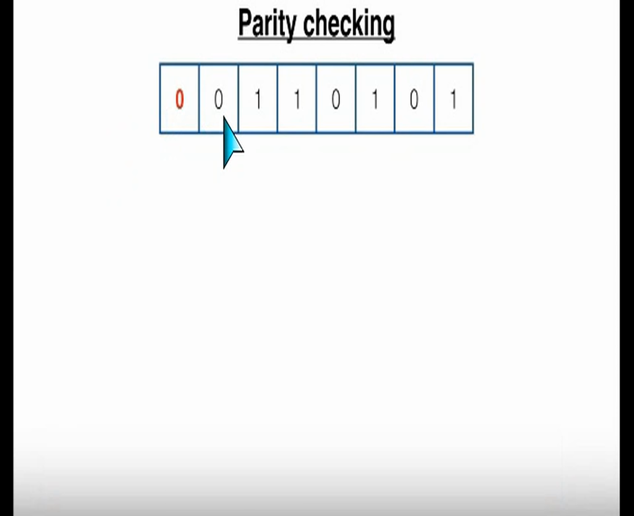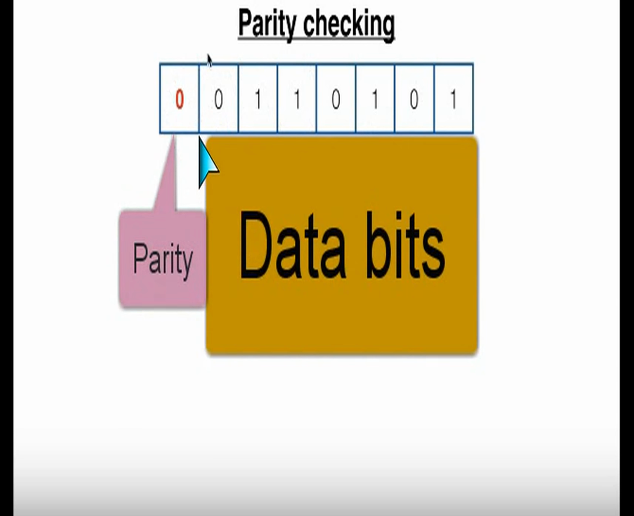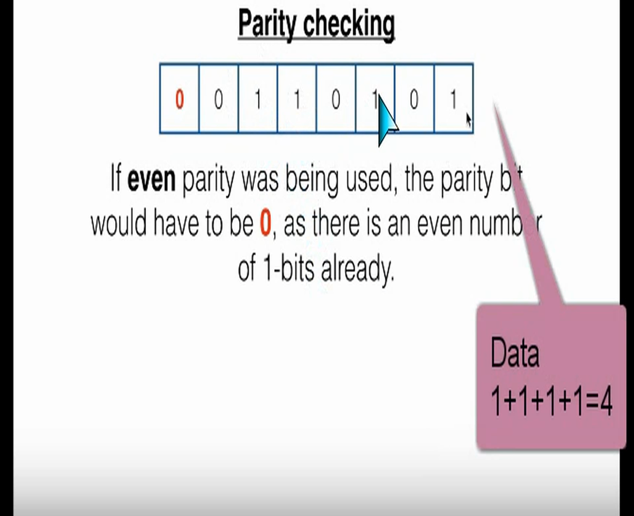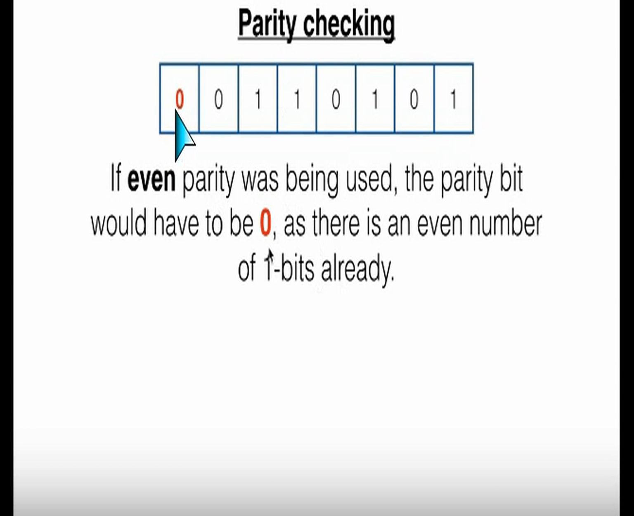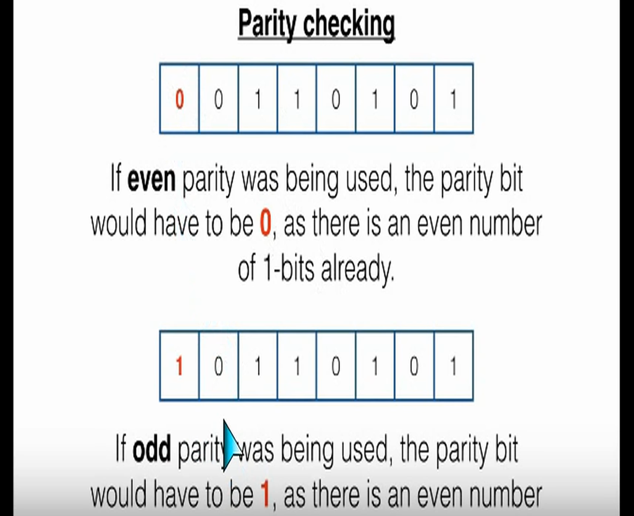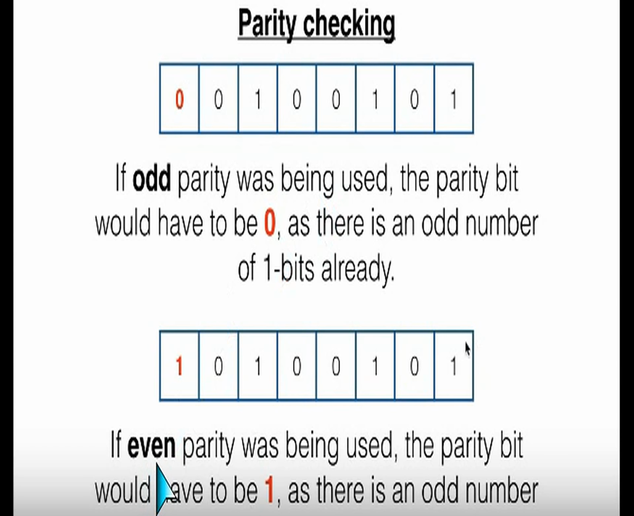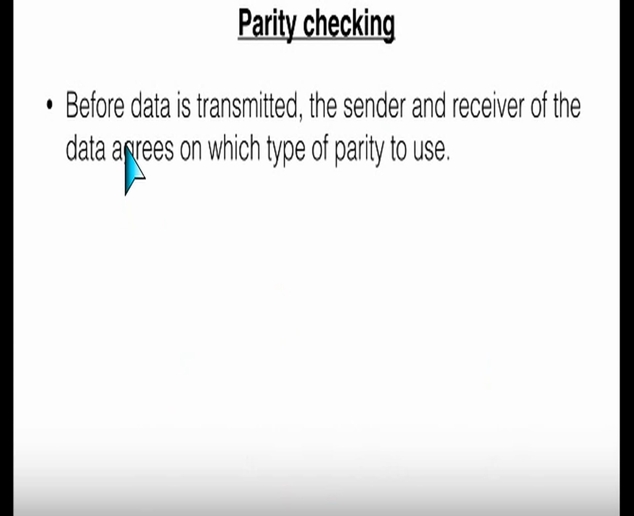To get a better idea, take this for example. Say you want to submit just this part, ignoring the red thing right here. If even parity was being used to transmit this, the parity bit would have to be 0, as there is an even number of 1 bits already. You can count them: 1, 2, 3, 4, so that's four 1 bits, and 4 is an even number, so the parity bit here would be 0. If odd parity was being used, the parity bit would have to be 1, as there is an even number of 1 bits, 1, 2, 3, 4, plus 1 makes 5, and 5 is an odd number. And same with this and this. So hopefully you get the idea.